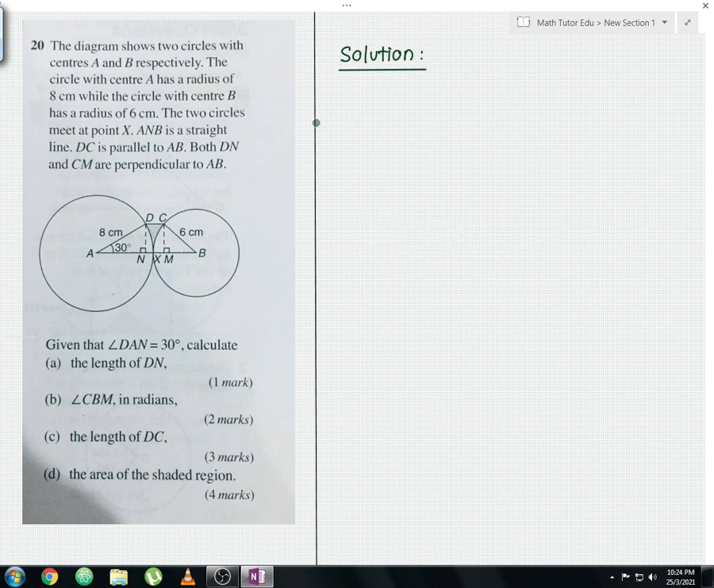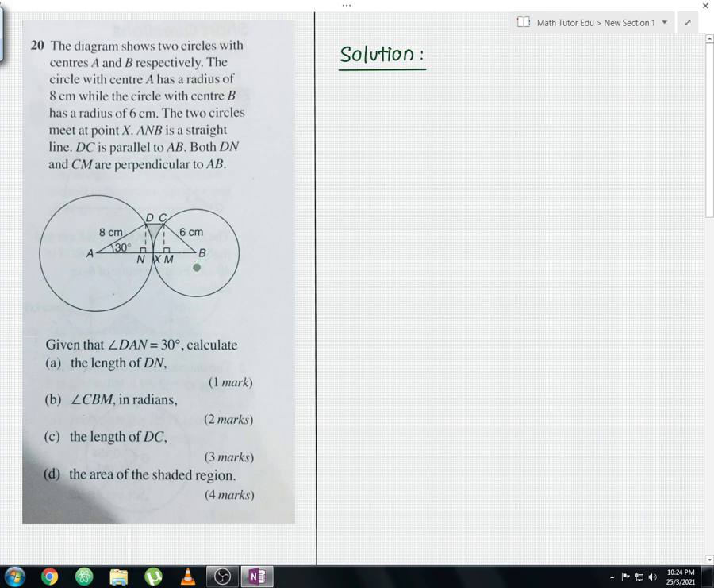Okay, let me read the question now. The diagram shows two circles with centers A and B respectively. The circle with center A has a radius of 8 cm, which is over here, while the circle with center B has a radius of 6 cm, which is over this one. The two circles meet at point X. A and B is a straight line.